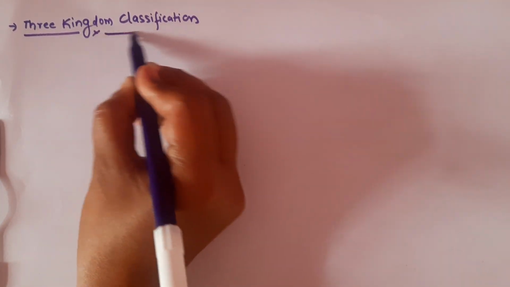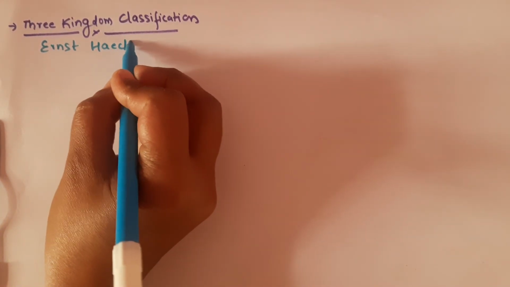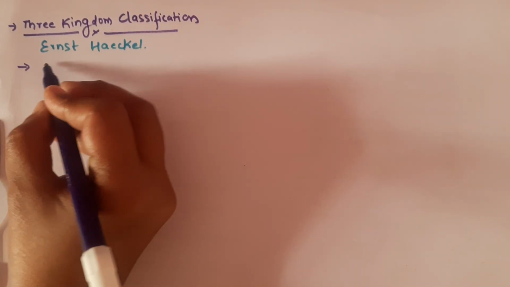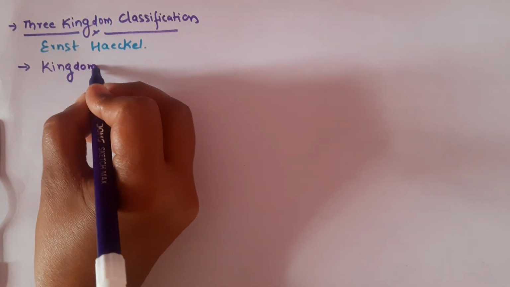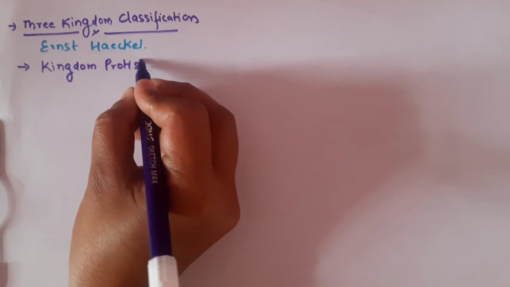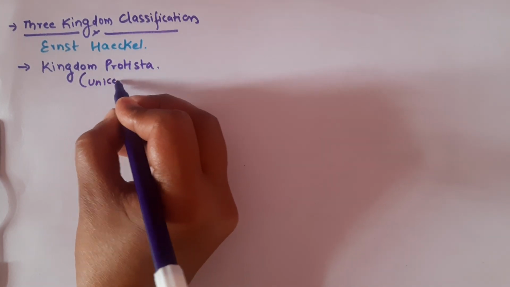So because of the drawbacks of the two kingdom system, the three kingdom system classification was developed. It was developed by Ernst Haeckel. What he did was propose the introduction of the kingdom Protista. And why did he propose the kingdom Protista? To include the unicellular eukaryotes.